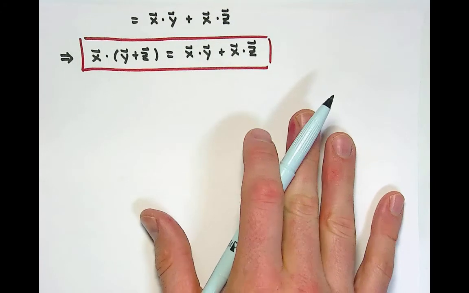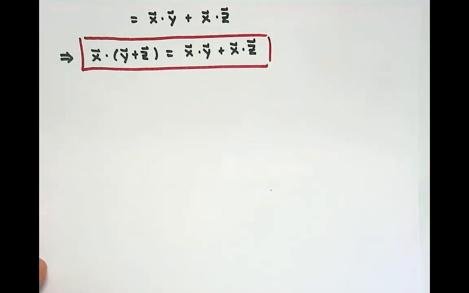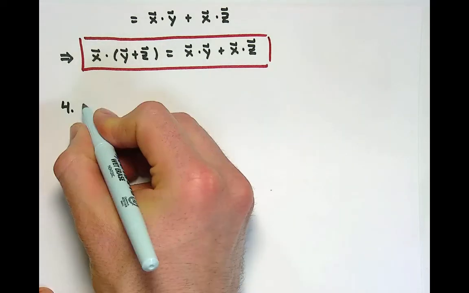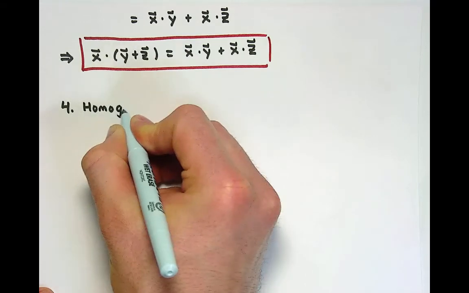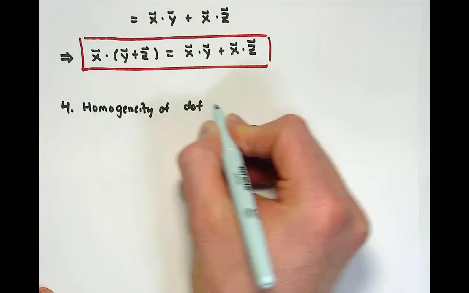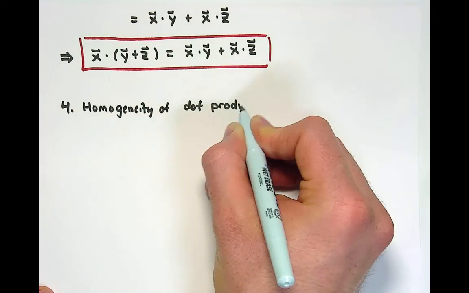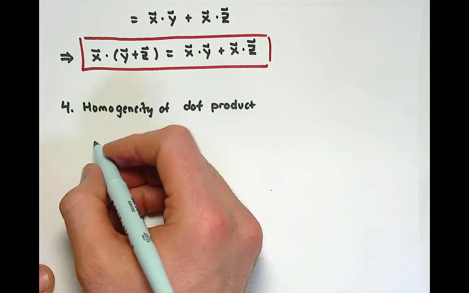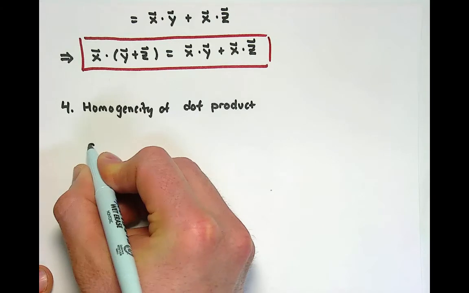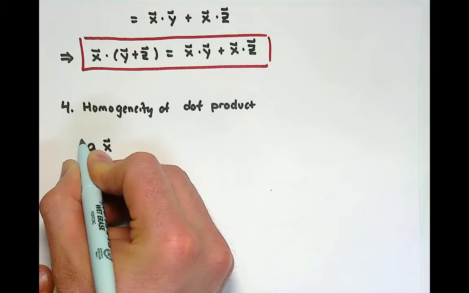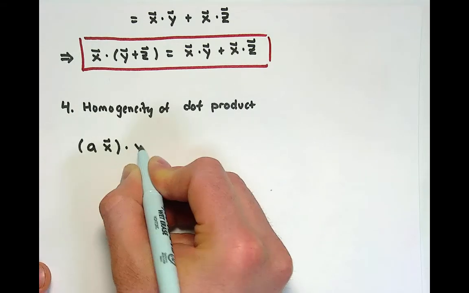The next one we're going to work with is something called homogeneity of the dot product. And this has to do with the connection between dot products and scalar multiplication. Let's suppose that I took a times x, so this is a scalar vector multiplication, and then I dotted that with y.